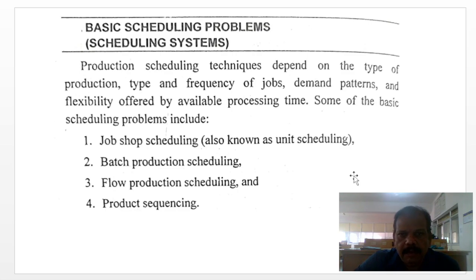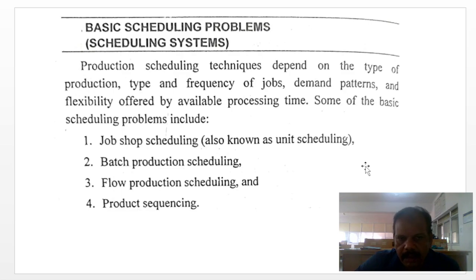The various production scheduling techniques depend on the type of production, type and frequency of jobs, demand patterns, and flexibility offered by available processing time. Some of the basic scheduling problems are given like this. One is job shop scheduling, also known as unit scheduling. Second is batch production scheduling. Third is flow production scheduling. And the fourth is product sequencing.